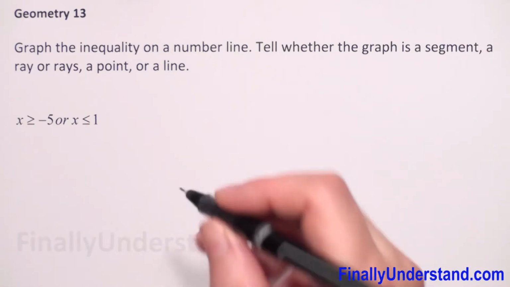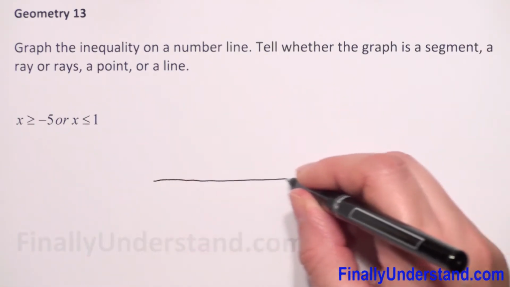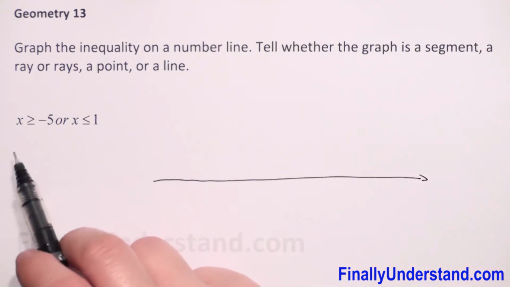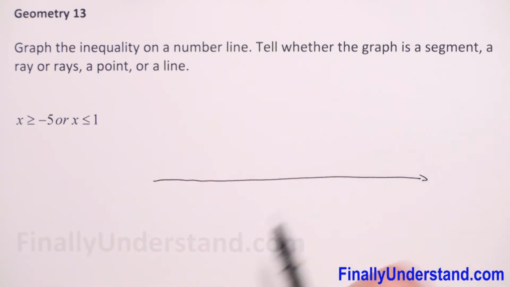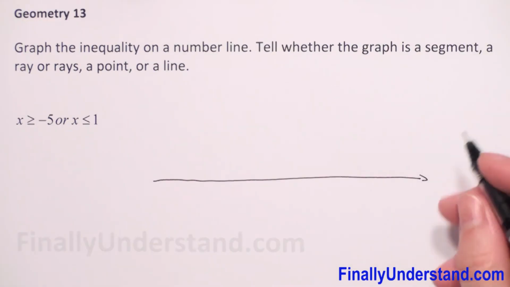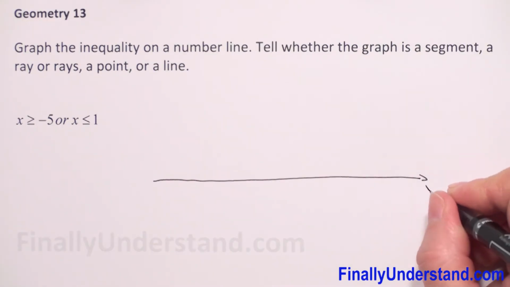We have to graph the inequality on a number line. So let's draw the first number line, because we have x is greater than or equal to -4, or x is less than or equal to 1, so our number line will be x.